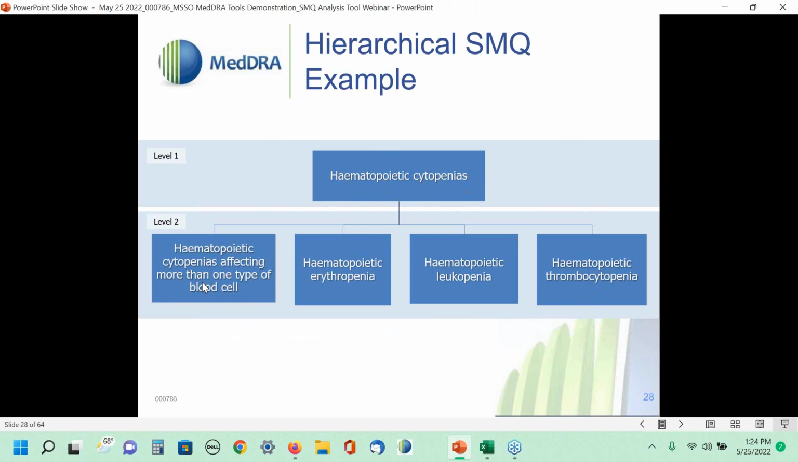One for cytopenias involving more than one type of blood cell. This one for erythropenias relates to red blood cells. This one relates to white blood cells, leukopenia, and this one relates to platelets, or thrombocytopenia. Now, we can see that if we were interested in identifying cases in our database which were associated with low platelet counts, and we run the level 1 SMQ, we're going to end up pulling a lot of cases that we weren't interested in. And maybe in that circumstance, the smarter thing for us to do would have been to use only the level 2 sub-SMQ specifically related to PTs and LLTs around the concept of thrombocytopenia. So that's a second subtype of SMQ.